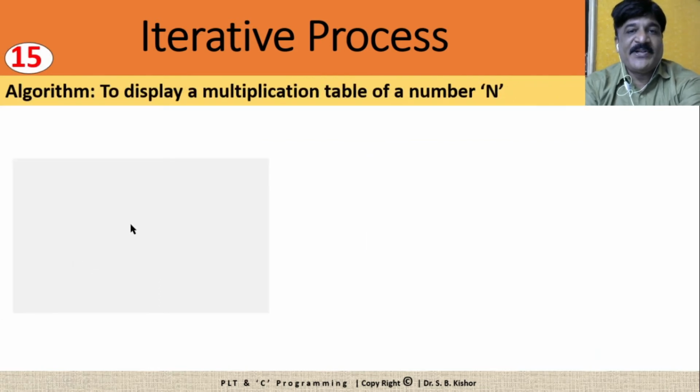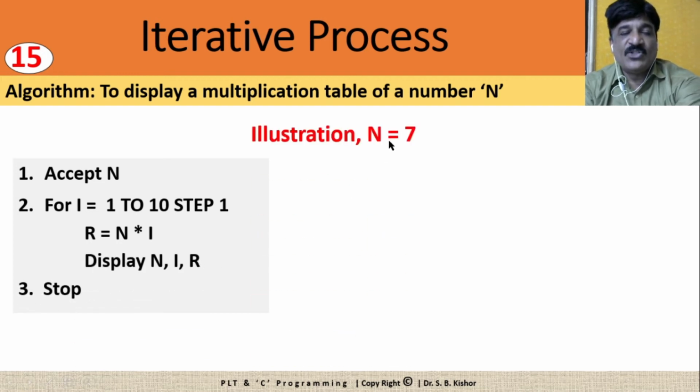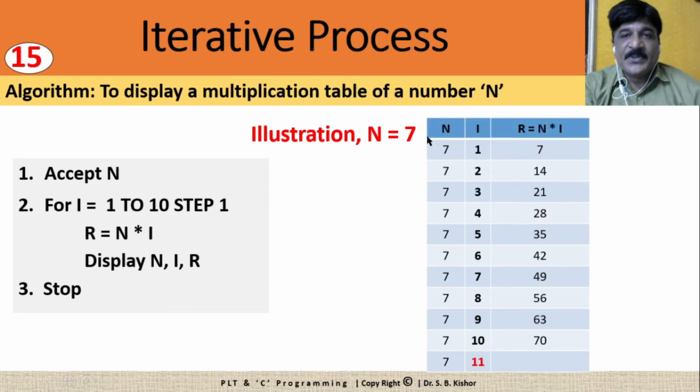Now to display the multiplication table, say of number n. So what is unknown? The value of n. So for I equal to 1 to 10, what you are going to do is find the result, that is number multiplied by I, and finally display all the 3 values. So let's see. Assume the value of n is 7. So 1 is less than 10. Yes. So 7 into 1 is 7. So display all the 3 values: 7, 1 and 7. Then the value of I will become 2. So n into 2, that is 7 into 2, becomes 14. So display all the 3 values and this will continue.